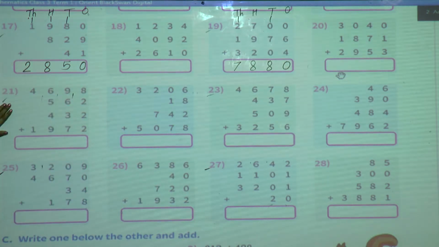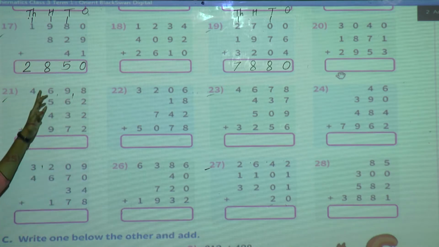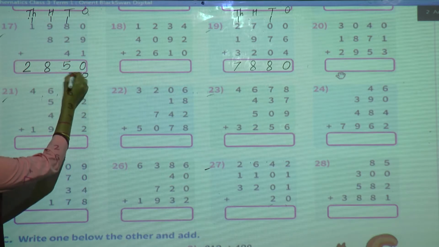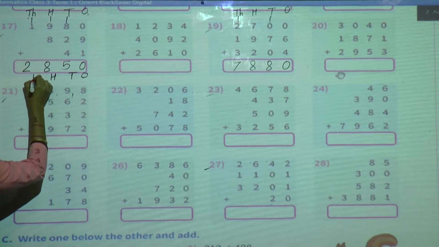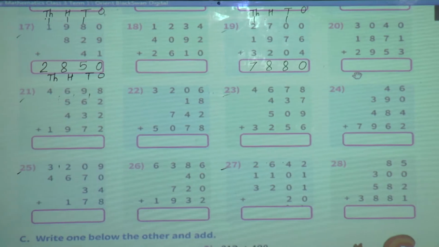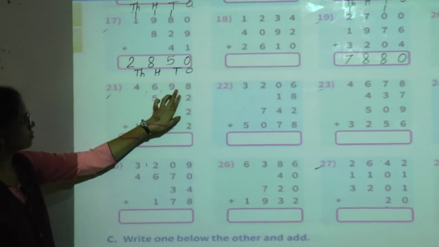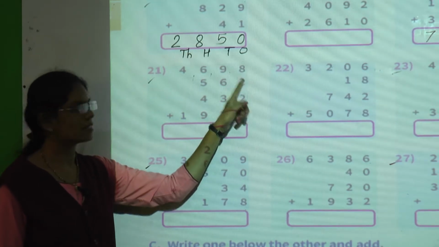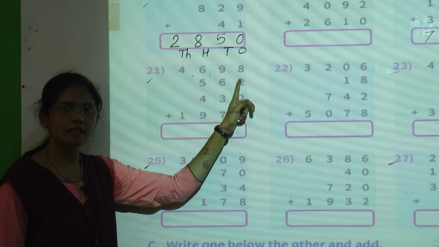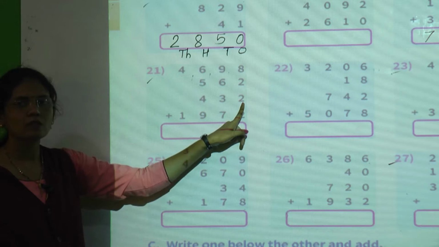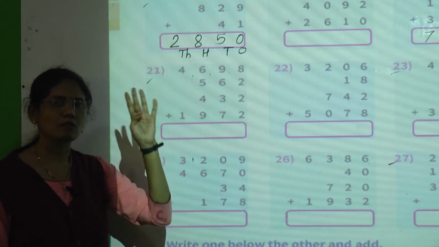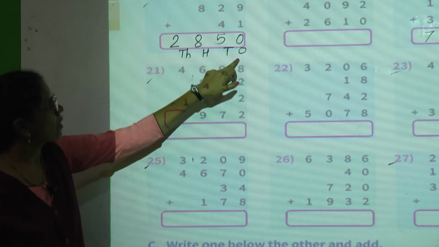Now we will take the 21st example. Okay. Now see here. What we will do? First we will write the places. Ones, tens, this is 100 and this is 1000. Now see the ones place. Here 8 plus 2. Yes, 8 plus 2, 10. 10 plus 2, 12. 12 plus 2, 13, 14. 12 plus 2, 14.